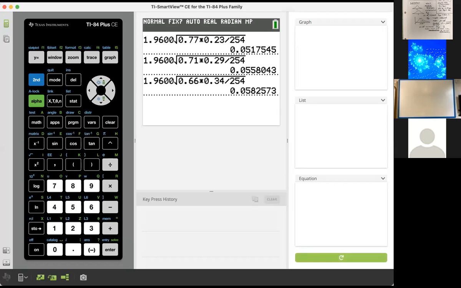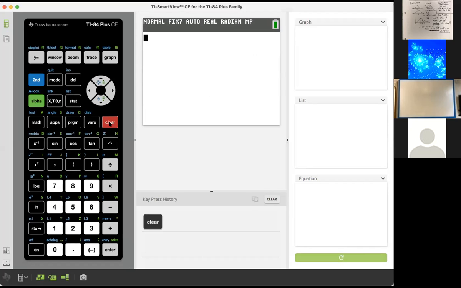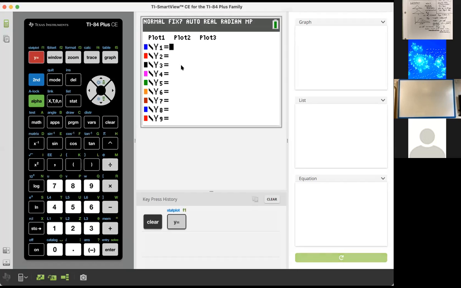I have to be a little bit careful because there's some screen lag going on, so I apologize for that. We've got a recording going too. So let me clear my screen. Let me go in the Y equals menu and clear the screen too. And let me put two distributions right here side by side.